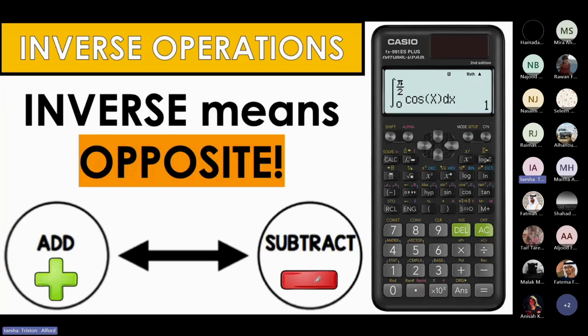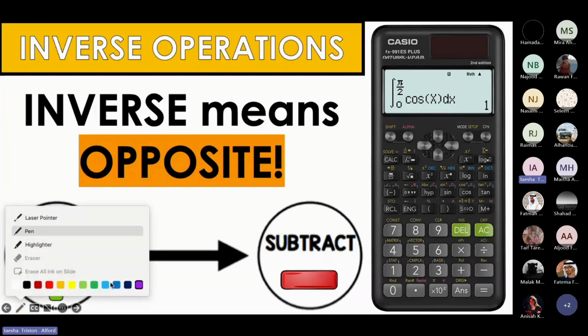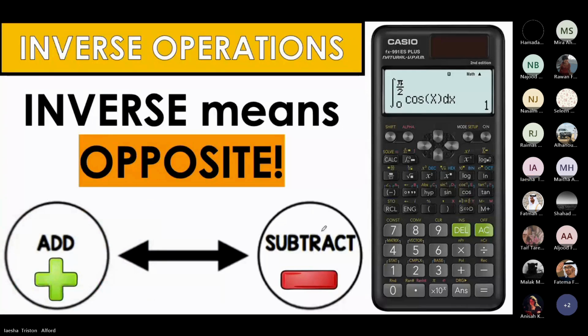Inverse means opposite. So add and subtract, they are opposite from each other. If you see something with add, you should make subtract to get the answer. If you see something subtract, you should make add to get the answer. You can remember because they are next to each other on the calculator. They are opposite.